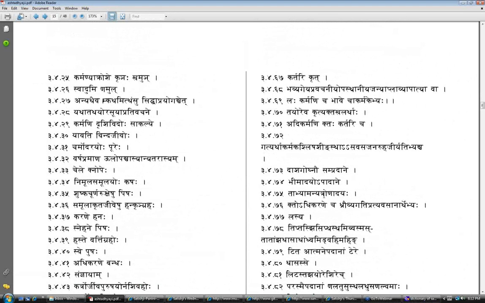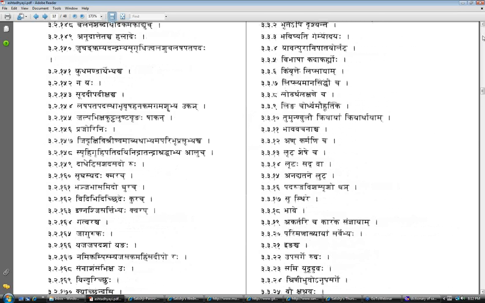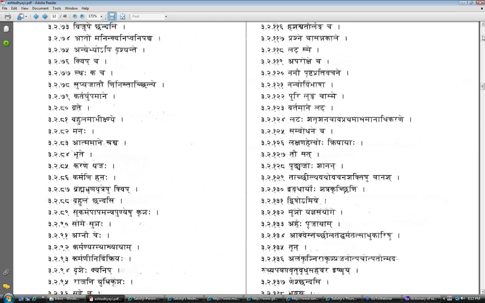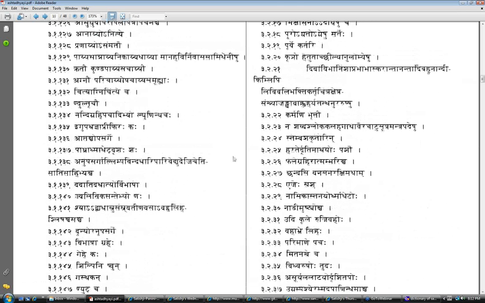But the one that we are going to see now, which is really the one that we need, is coming in 3.1. So in 3.1, this default of 3.4.67 kartari krit is going to hold over there. There's nothing to stop that. So the default is going to hold. And here 3.1.136 is ataschopasarge.